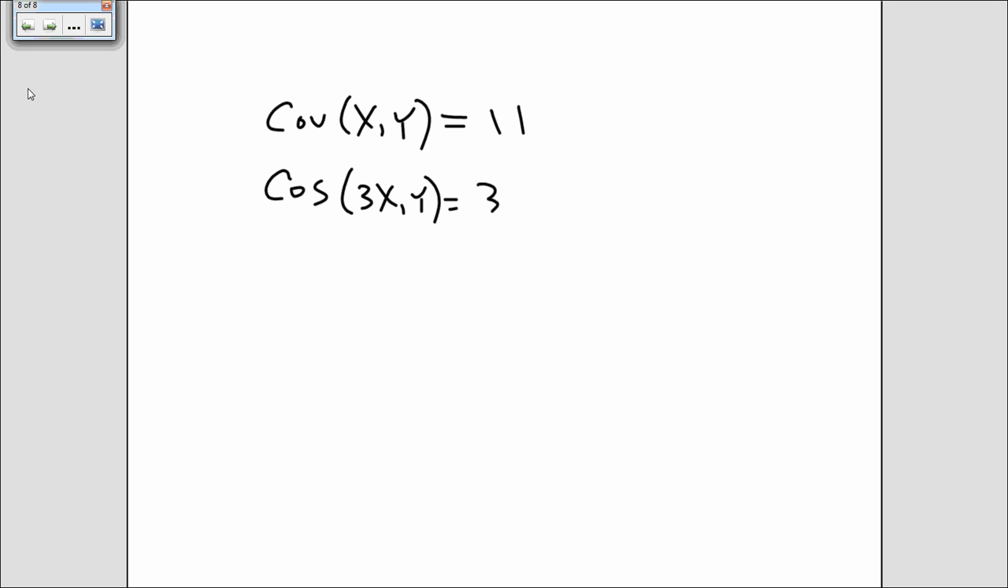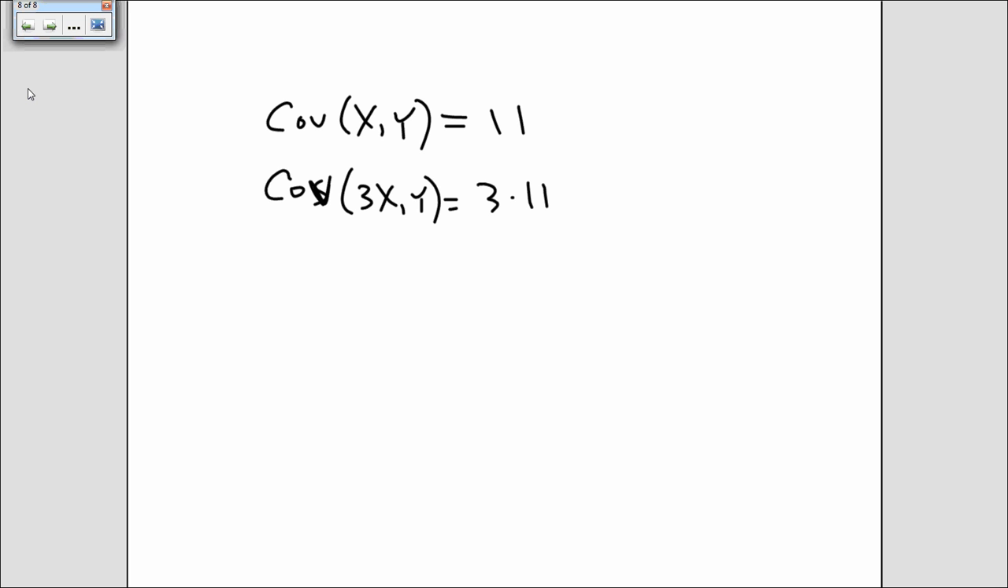Okay. Let's try some other things. So, for example, if you came to know that the covariance of X and Y is 11, what would the covariance of 3X comma Y be? It would be 3 times 11.